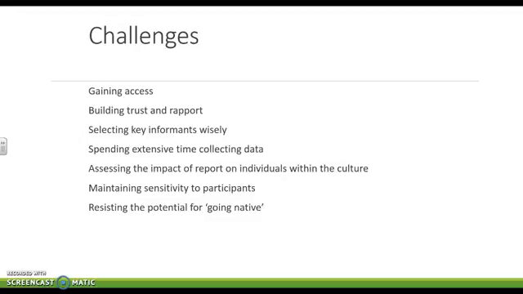Defining the boundaries of the culture can be very hard. Building that trust is vital. Selecting key informants here, they're not telling on their culture the way that sounds, but they are really giving you the access, and they are the people that you go to with all of your questions. So much data, and the time is incredible.